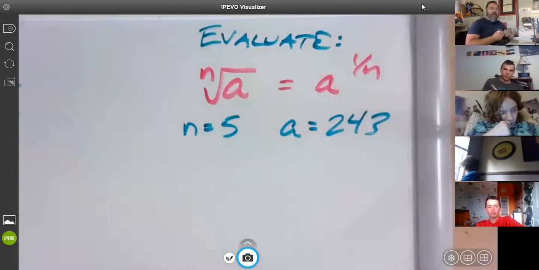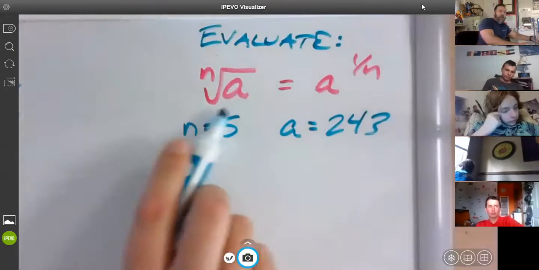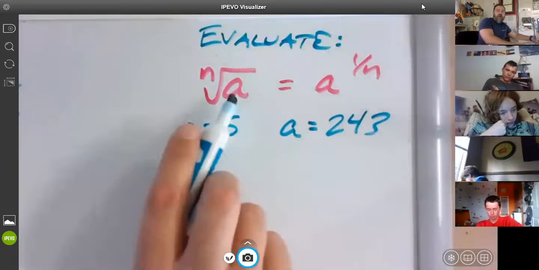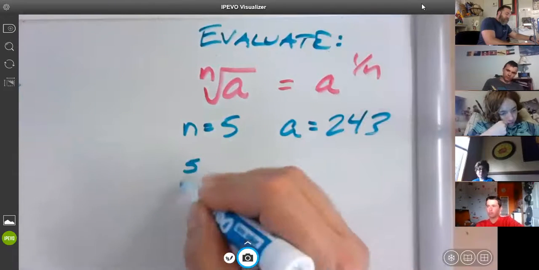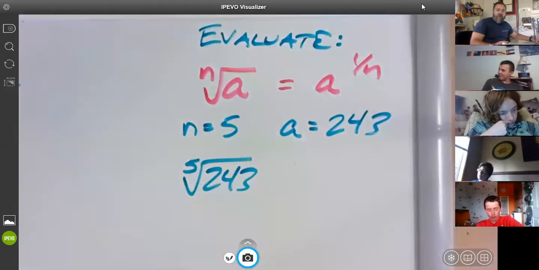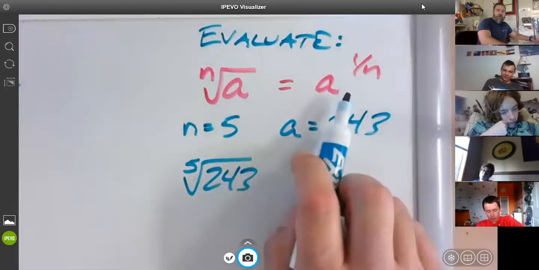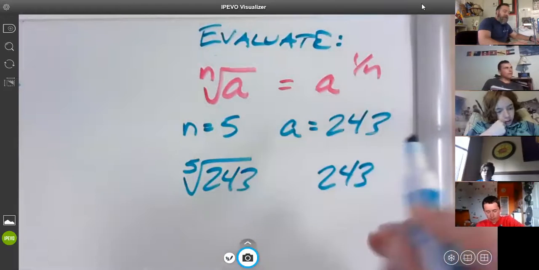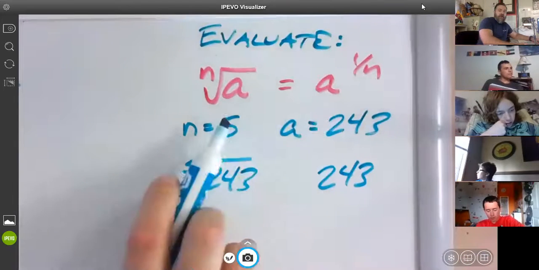Okay, so for instance, if they said write it as a radical, this would be the structure I'd be going into. So 5 would be the root, 243 would be underneath. And so this one would be in radical form. But if they said write it in rational exponent, again, I'm just filling in what I need to. In that case, that'd be 243 to the 1 over 5 power.